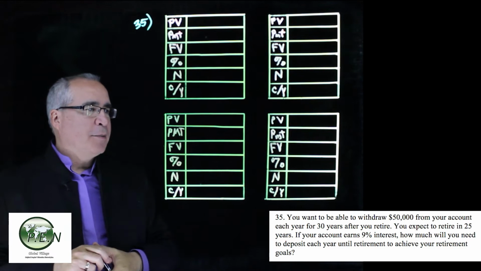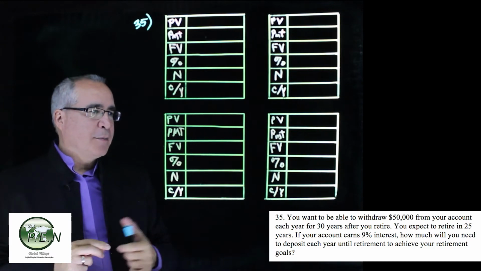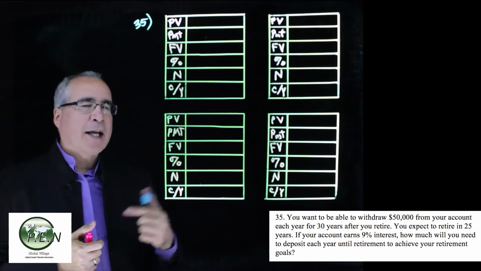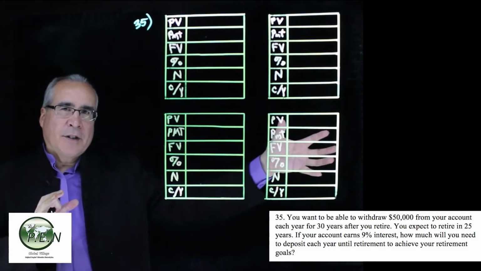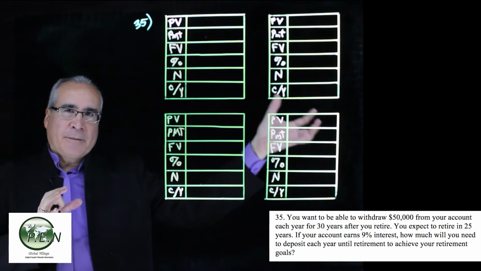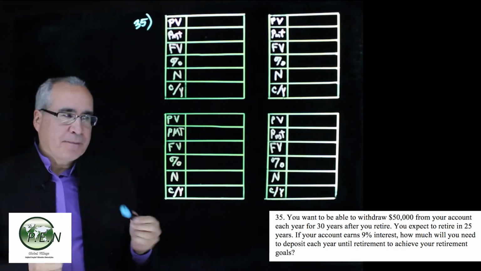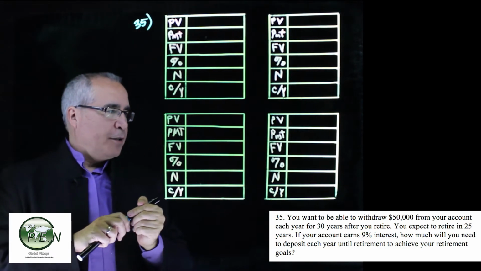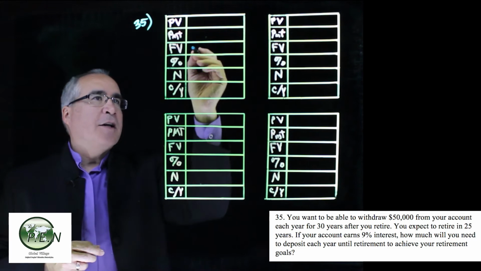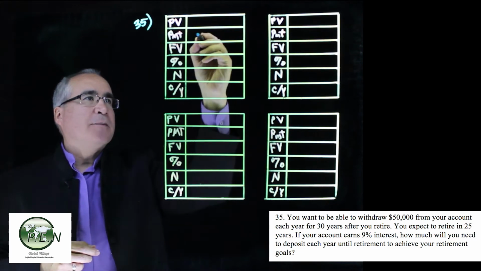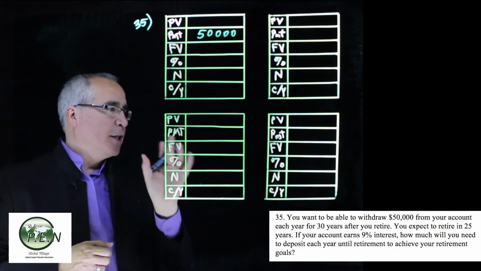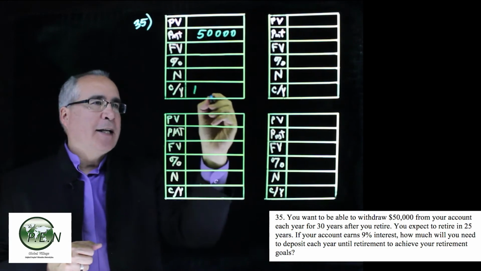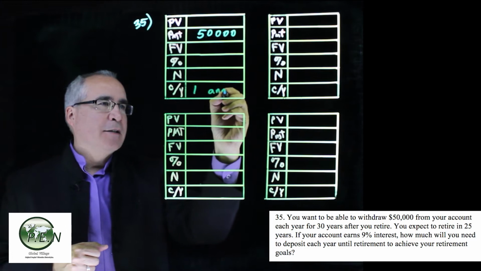So we want to be able to withdraw $50,000 from our account each year for 30 years after we retire. So we are now projecting ourselves into the future when we retire. What do we need to have happen? Well, let's look through this. We want to have $50,000 coming back to us. We want to be able to do a withdrawal of $50,000 each year. So that's annually or yearly.